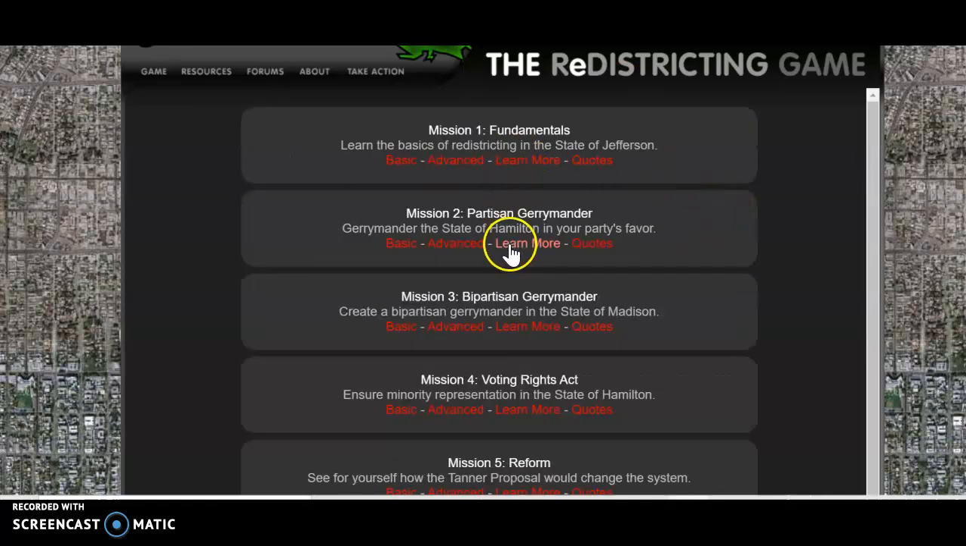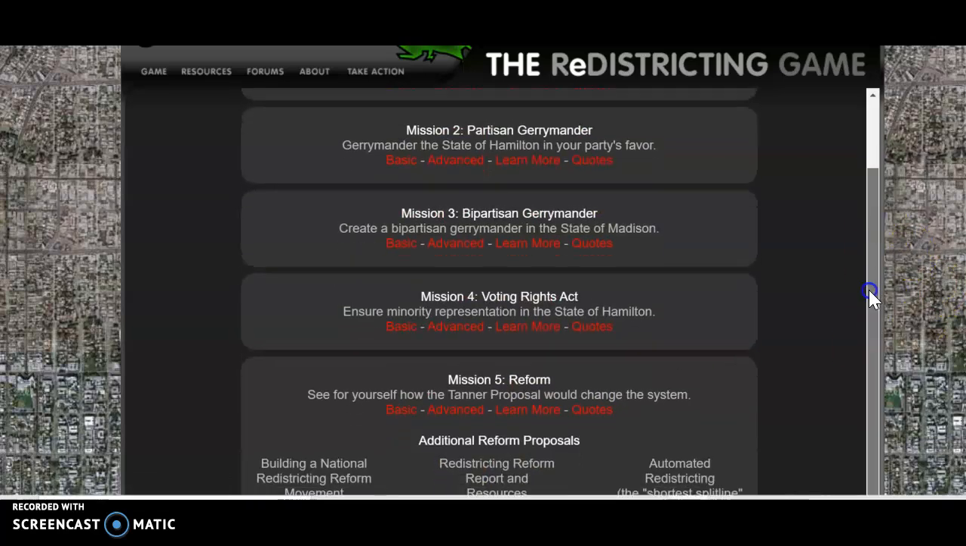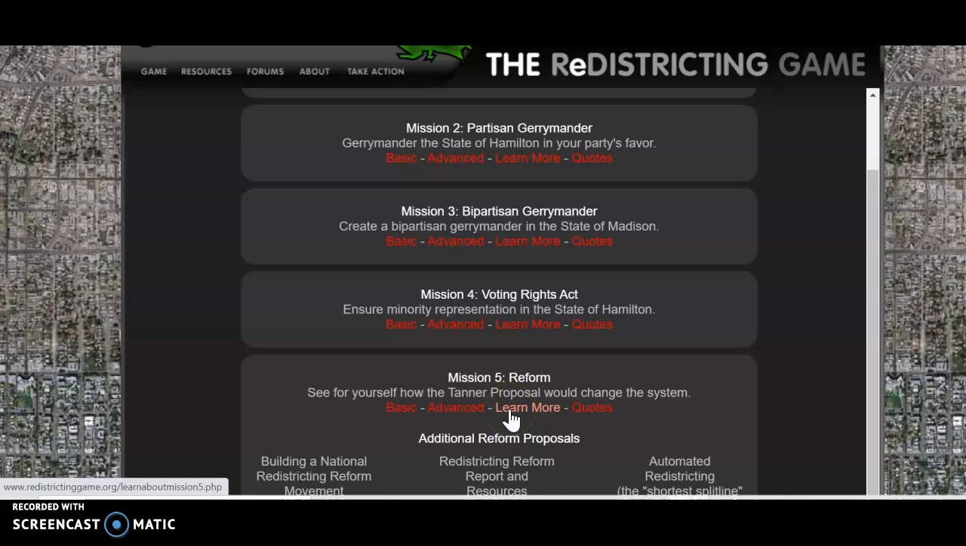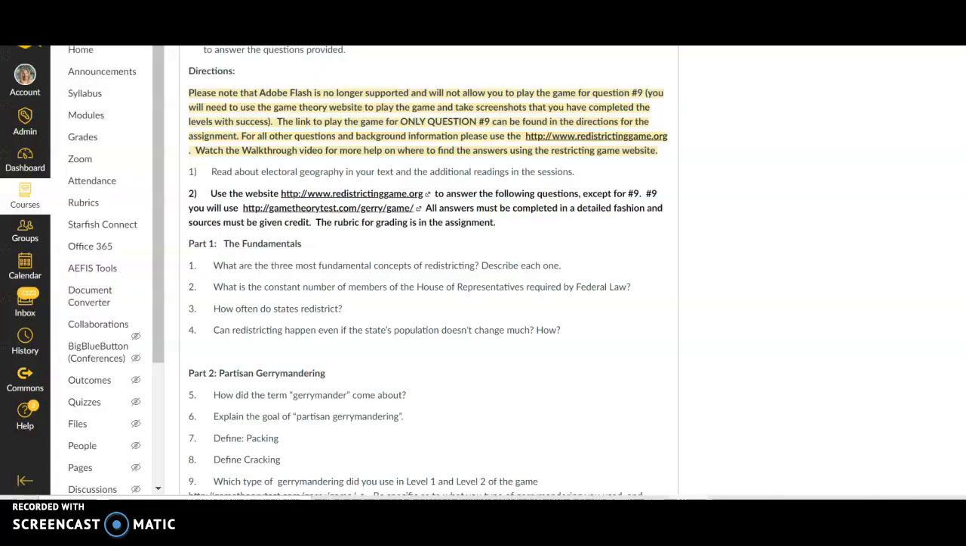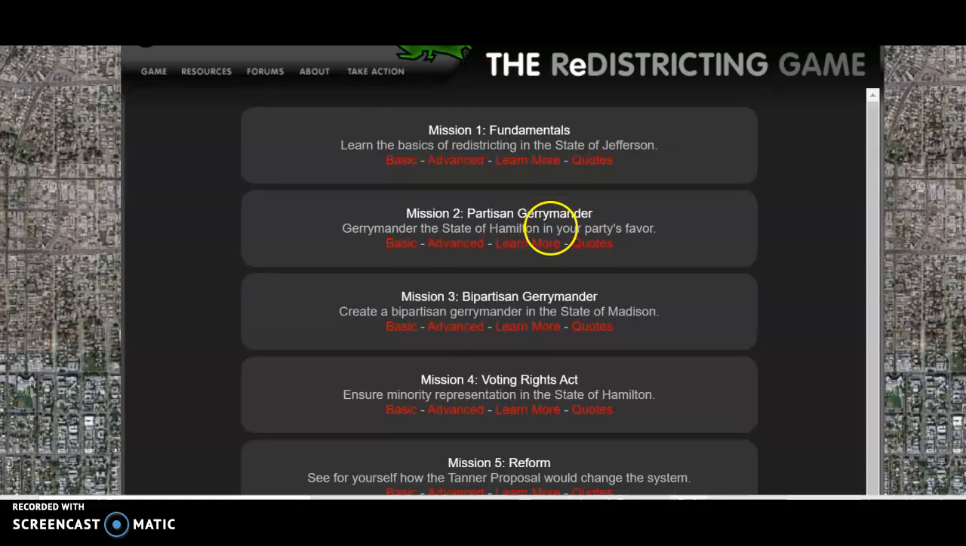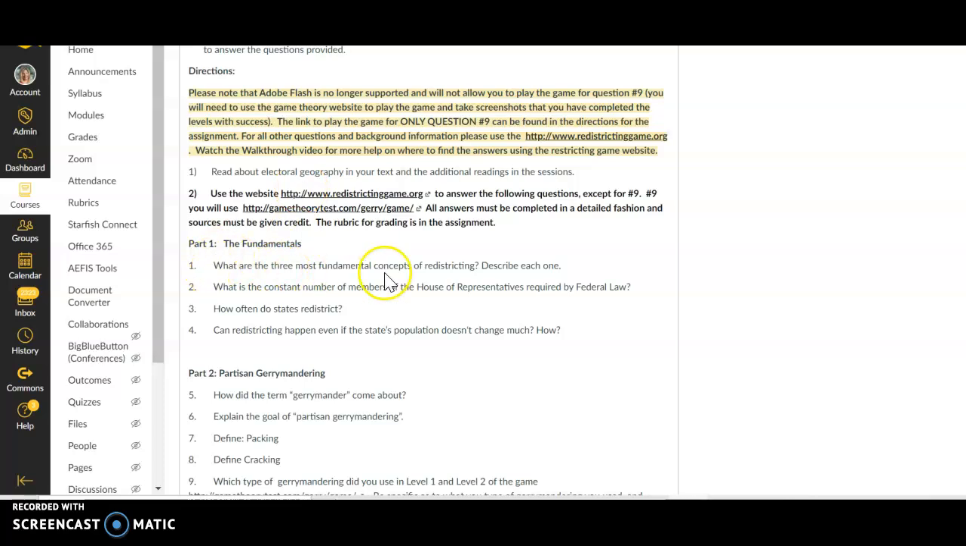And so you want to click more, learn more under each one. Okay, and there's tons of information under here, and they all go towards the different parts of the game. So if I click here, part 1, the fundamentals, notice part 1, the fundamentals. And if you read more, you'll be able to answer these questions.